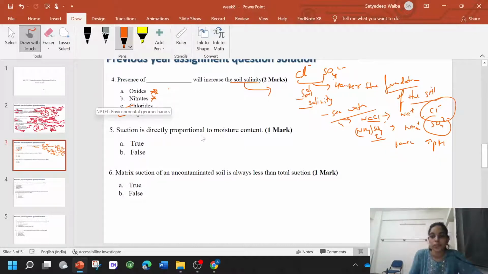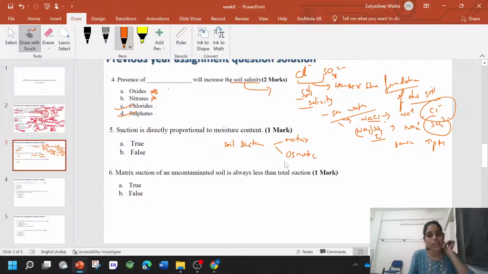Now the next question is about suction. When sir discussed soil suction, he explained that soil suction is of two types. One is matrix, another is osmotic. There is another type, biosuction, but he has not discussed that in detail. So he discussed only these two types of suction: matrix, or metric, and osmotic suction.